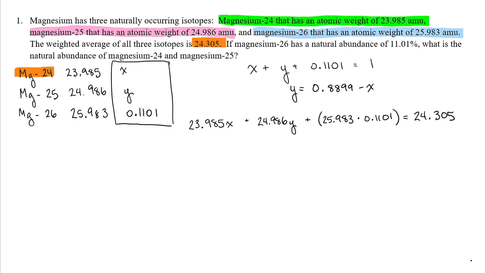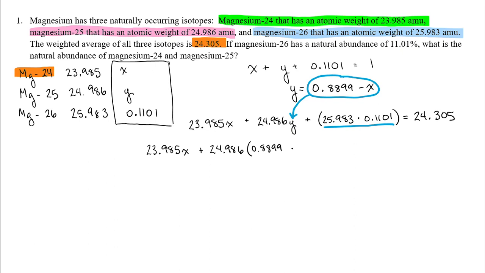Now I'm going to go through and solve the algebra. First thing I'm going to do is plug that in there for Y. And then I'm going to multiply this together. So I'm going to bring down 23.985x plus 24.986 times 0.8899 minus x, plus 2.8607 equals 24.305.